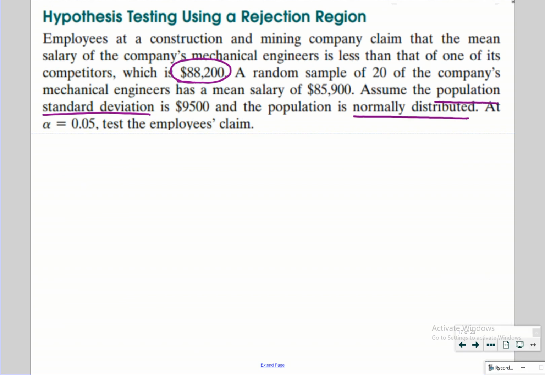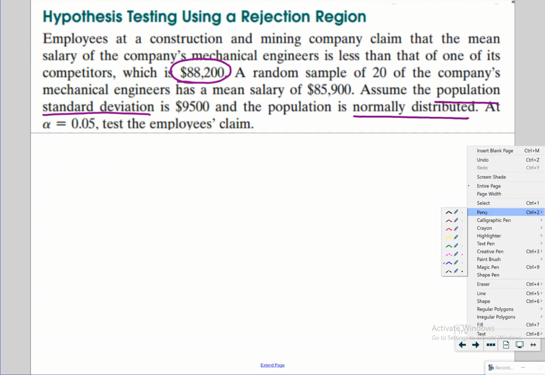All right, so employees at a construction and mining company claim that the mean salary of the company's mechanical engineers is less than that of its competitors, which is $88,200. A random sample of 20 of the company's mechanical engineers had a mean salary of $85,900. Assume the population standard deviation is 9,500 and the population is normally distributed, at a level of significance of 0.05. Test the company's claim.